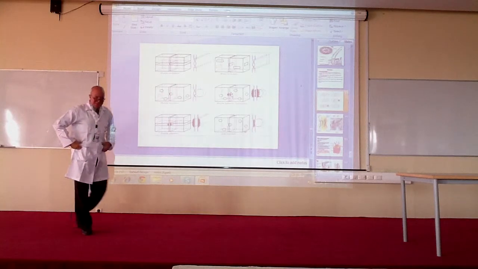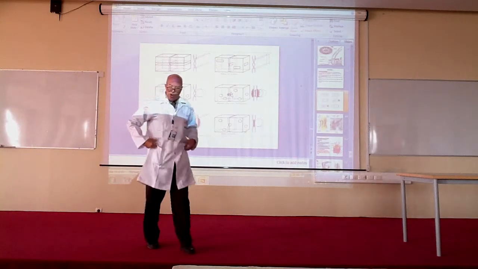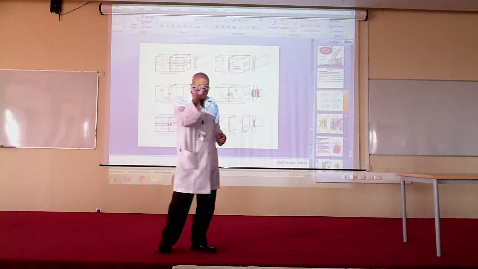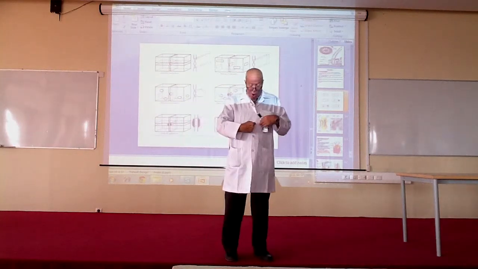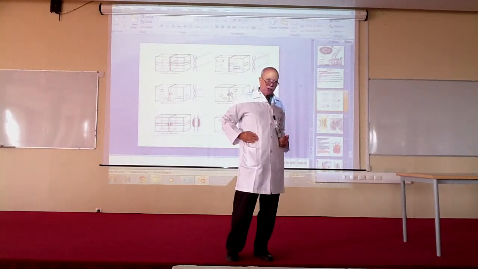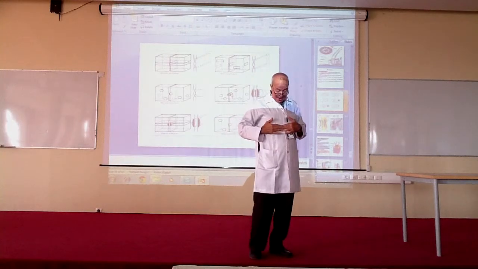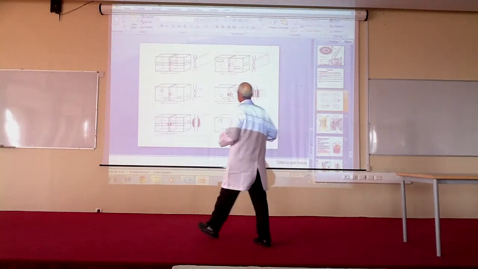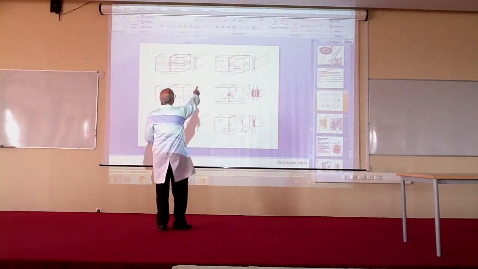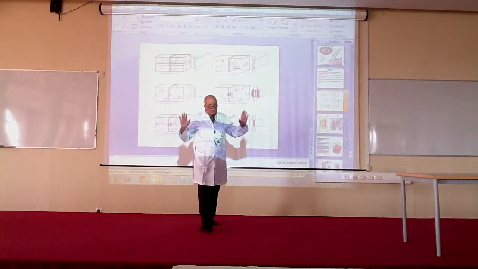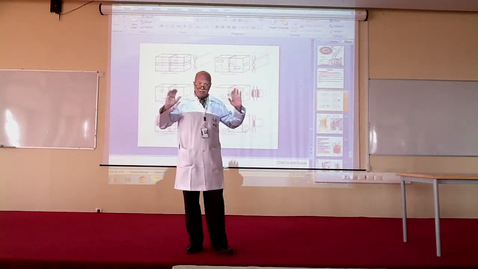If the junction goes all around the cell, just like my belt, we call it zonula. If the junction is at a spot, just like this, we call it macula. If the junction takes a band, we call it fascia. This is according to the area of the junction.